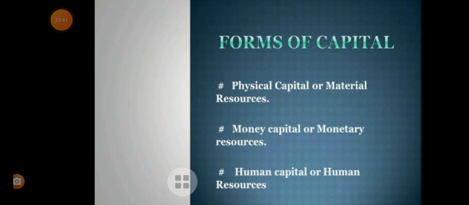See, anything that is invested in building. Okay, in building or in some companies. Okay, so invested in machineries. Okay, they are called physical or material resources. So anything invested in any type of building or any machinery or any tools, so buying tools, they are called physical capital or material capital.